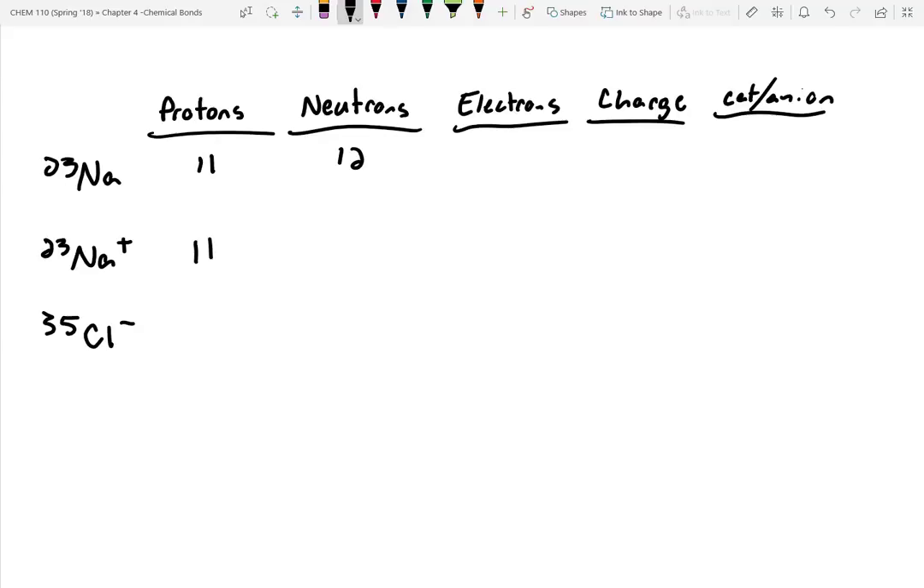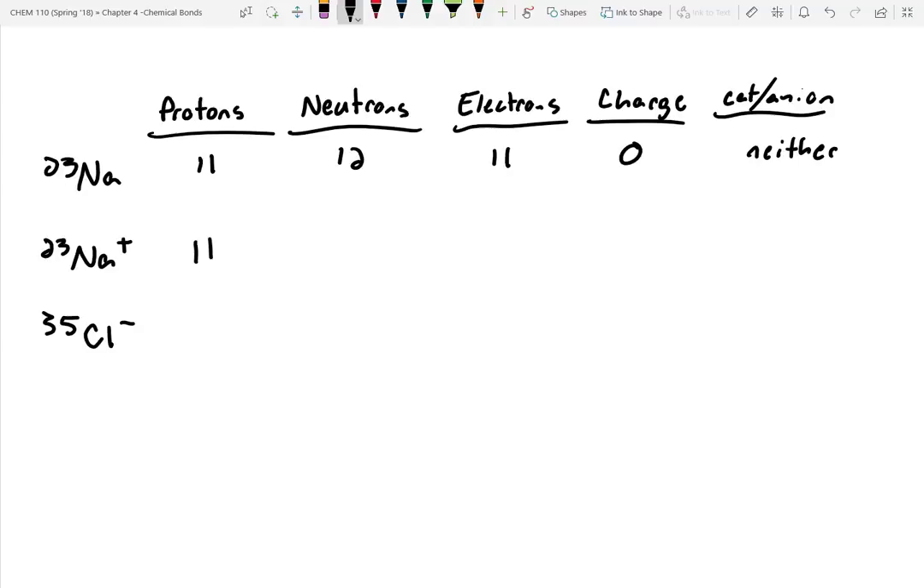All right, in this case, there's no charge shown for that top one, so how many electrons must it have? 11. What must its charge be? 0 or neutral, so I'll just write 0. Is it a cation or anion? It's neither. It's non-ionic.